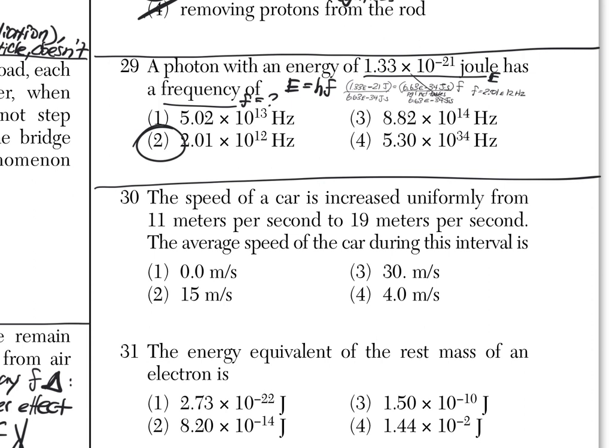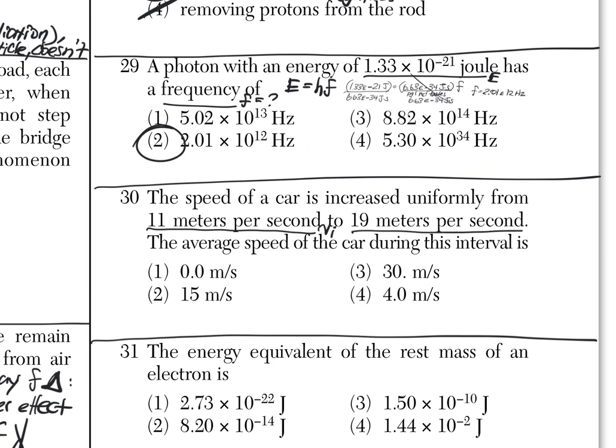Okay, 30, we're going all the way back to kinematics. We have V initial, 11 meters per second, and it doesn't say how much time, to V final, 19 meters per second. It wants the average speed during the interval. I have an initial speed, I have an end speed. I want the average speed. Don't overthink this. If I have initial and final speed and I want the average speed, it's the average of those two numbers. That's it.